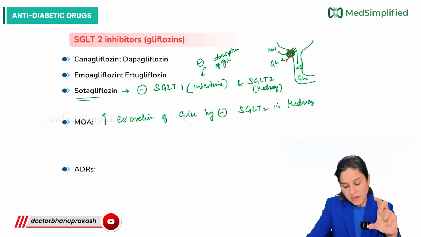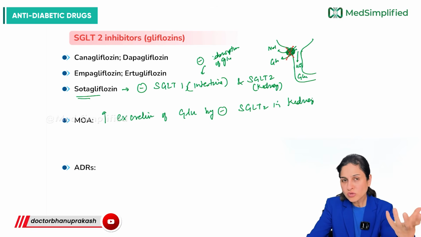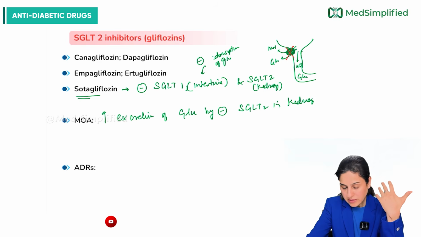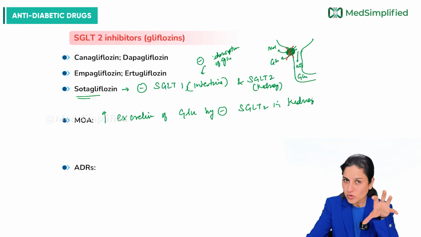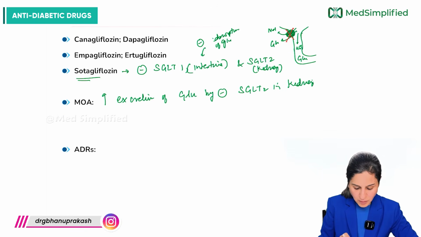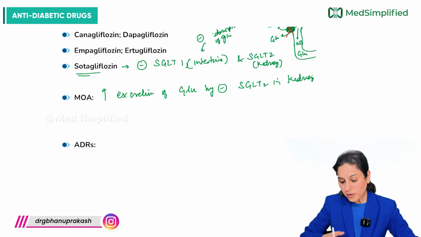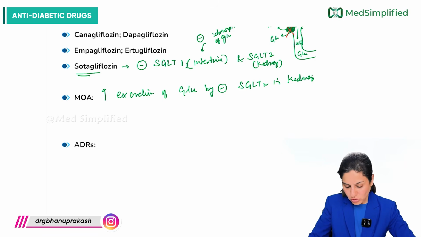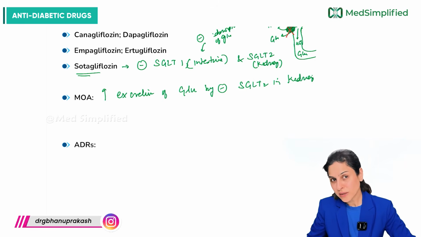So both these effects are going to enhance the glucose excretion. It is going to go out and decrease the levels of glucose in the blood. That is the role of this. Now, because of this mechanism, not only is it excreting the glucose, it is also excreting sodium ions.